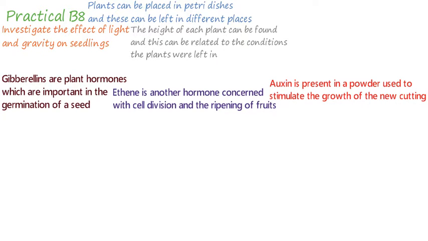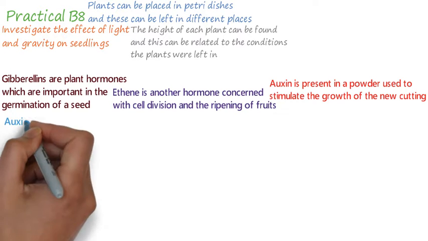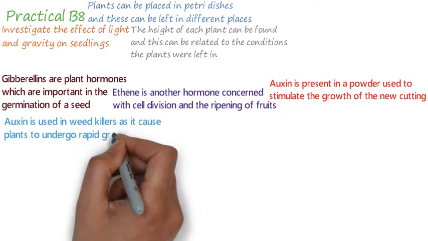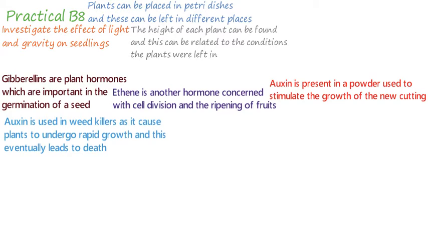Auxin is often used when cuttings of plants are being made. A cutting is when a piece of a plant stem is taken and grown into a new plant. Auxin is present in a powder used to stimulate the growth of the new cutting. Auxin is also present in plant cloning to make the plants grow. This hormone is also used in weed killers. The auxin causes plants to undergo rapid growth, and this eventually leads to death.